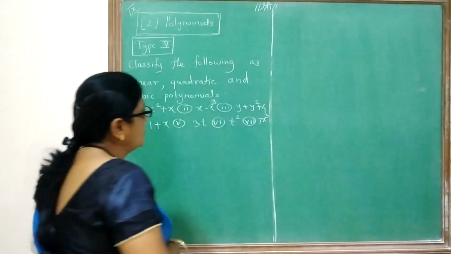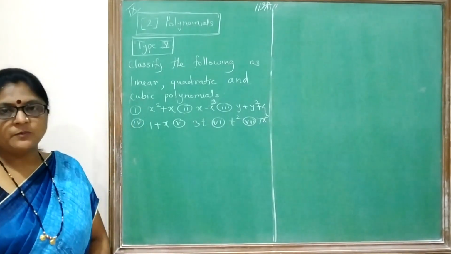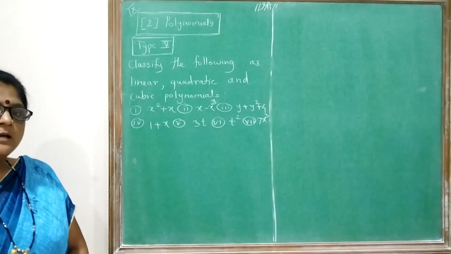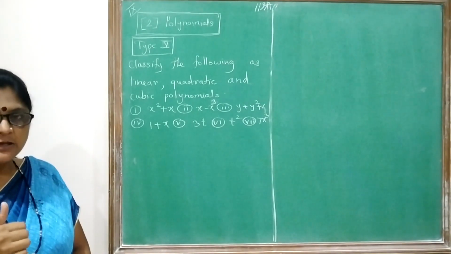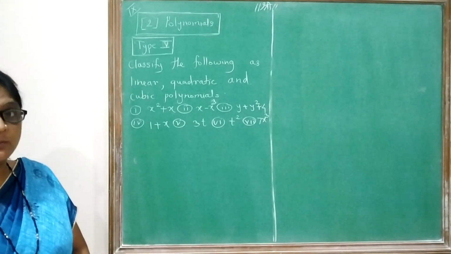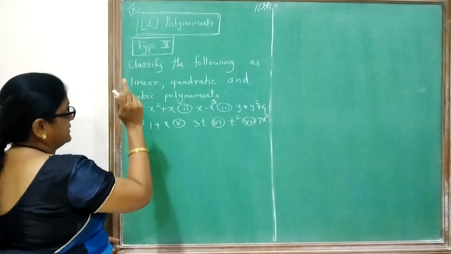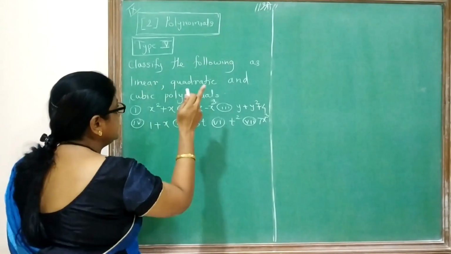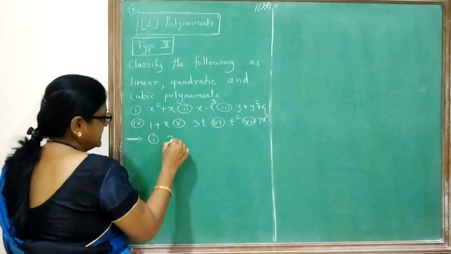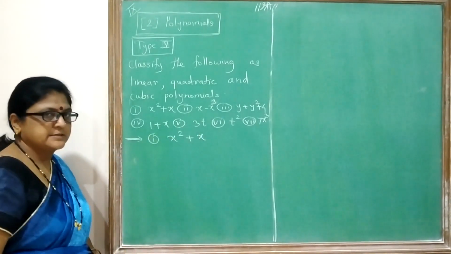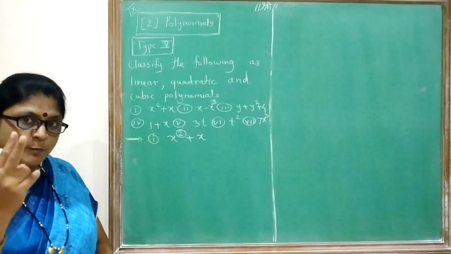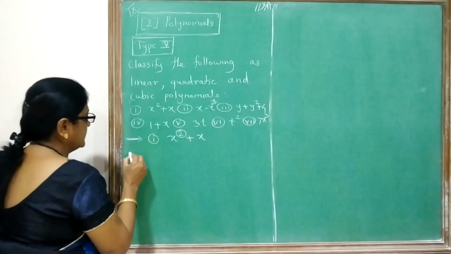Then we know the definitions. What is meant by linear polynomial? What is meant by quadratic polynomial? What is meant by cubic polynomial? Here power is 2, then it is called quadratic. Here power is 1, then it is called linear. And here power is 3, then it is called a cubic polynomial. Then the question is: classify the following as linear, quadratic and cubic polynomials. In the first example, x square plus x, which power is taken? Here power 2 is taken, and power 2 is called a quadratic polynomial.